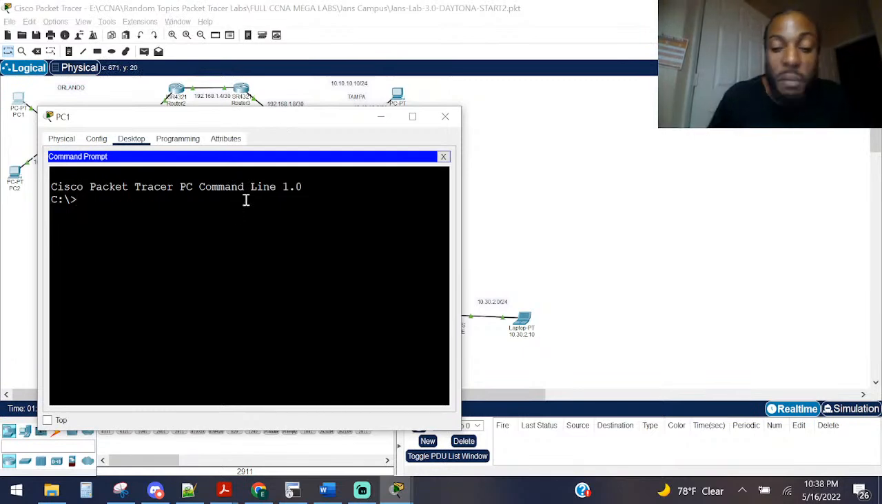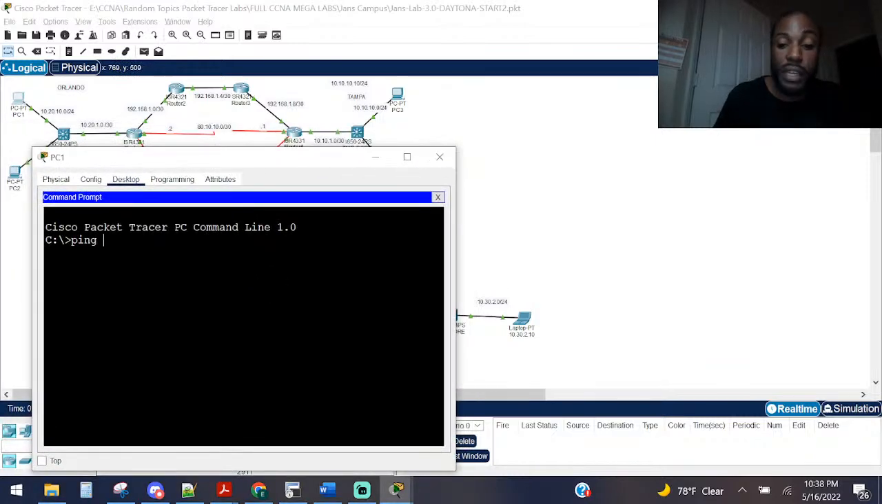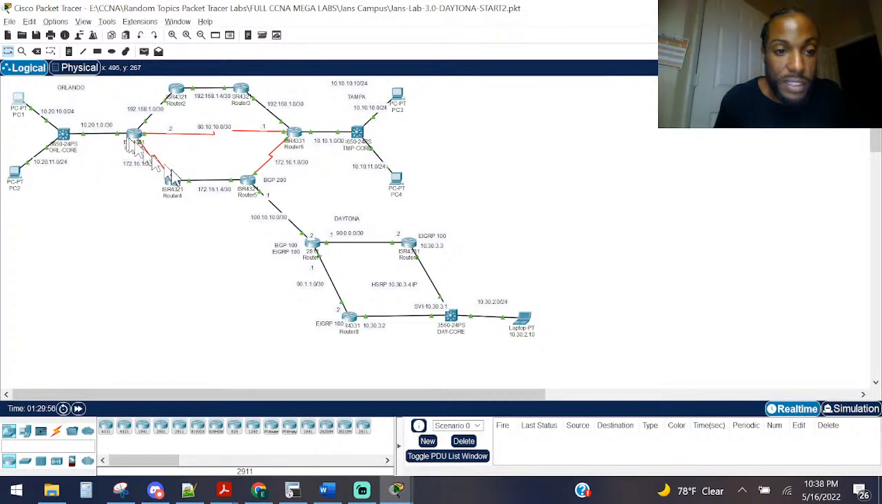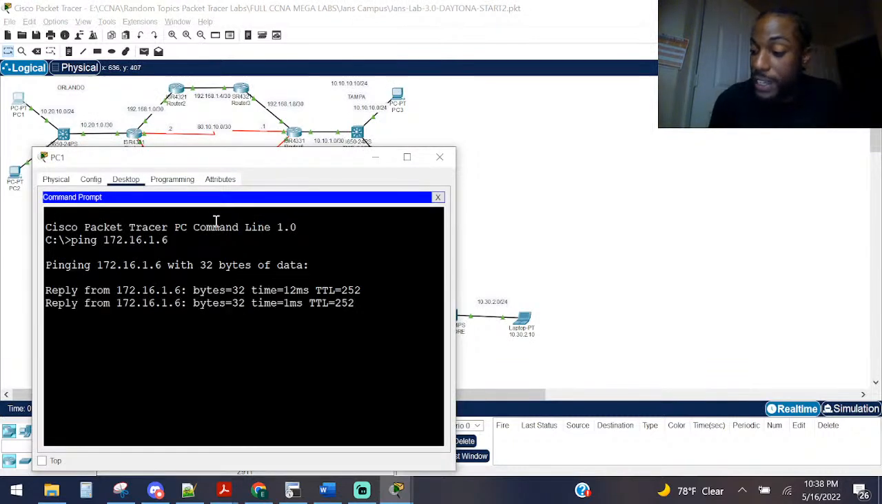Let's just see if we can ping router 5. This guy in Orlando has to try to ping router 5. If he can ping router 5, then he should be able to ping router 7 back here, and then he should be able to ping anybody in Daytona. So ping 172.16.16.1.6, and we got a reply. So that's a good sign.